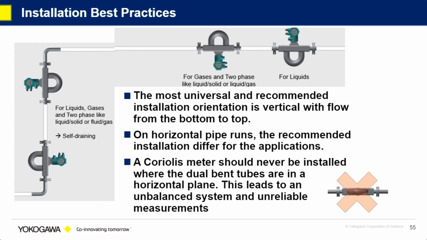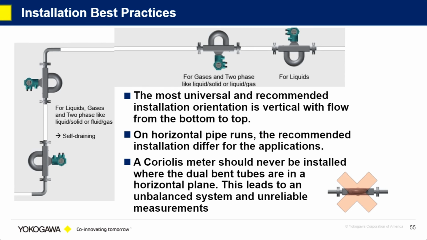If you have a gas application, we want you to install the meter where the tubes are on the top of the line, and that's in case you have any entrained droplets of water. It'll hit the meter, then gravity will help it fall out and it won't affect your measurement too much. For liquids, we want the U shape on the bottom. That's so if you have any entrained gas coming through the meter, the tubes are filled with liquid and the gas will work its way out quicker.